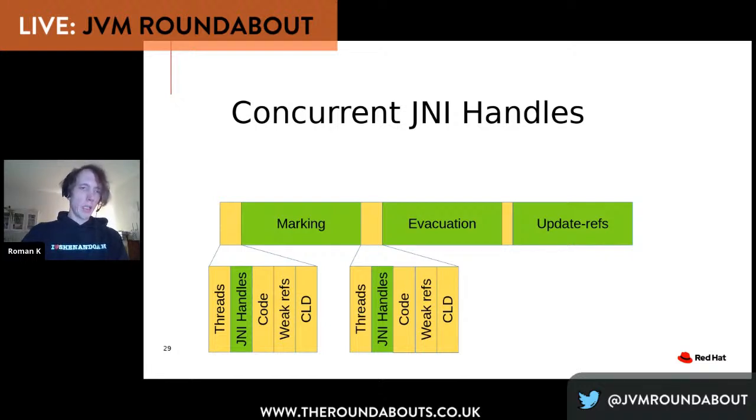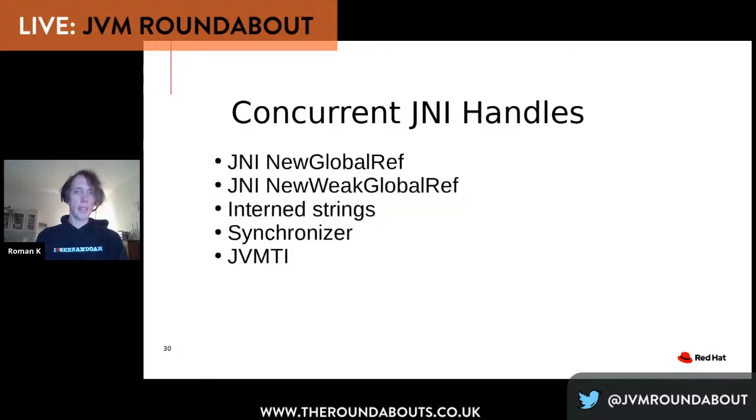So let's see how we handle this. One thing is the JNI handles here. What does this mean? JNI handles is everything that JNI can give me when you call new global ref, new weak global ref. But it also means, for the purposes of the GC, stuff like intern strings and synchronizer roots. Synchronizer roots happen every time you do a synchronized statement. Then the runtime of the JVM will use synchronizer objects, and this contributes to the root set. Also stuff like JVMTI and a few other things.